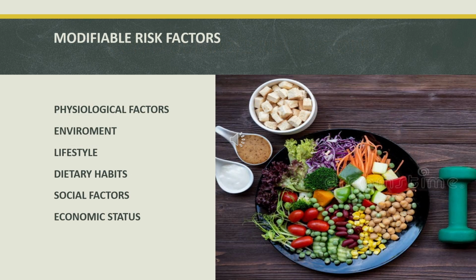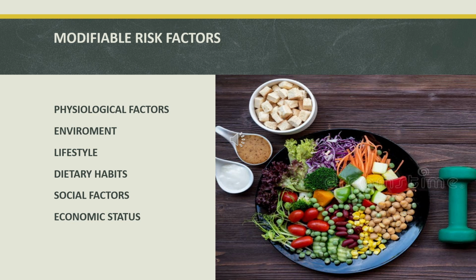Now let us look into the modifiable risk factors. The first modifiable risk factor is the physiological factor. Here it is nothing but the physical functioning of the body, how well our body functions. For example, obesity. It places increased stress on the body and that can directly or indirectly lead to illness. That can be modified by doing proper exercise, controlling diet or maintaining a balanced diet.